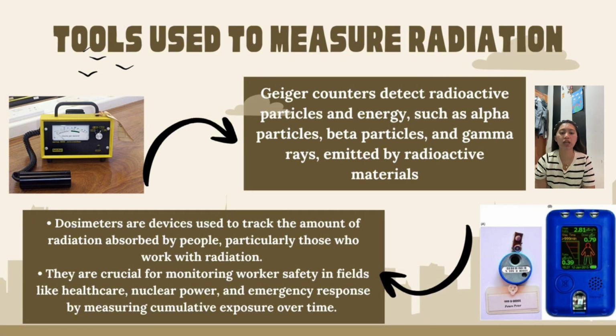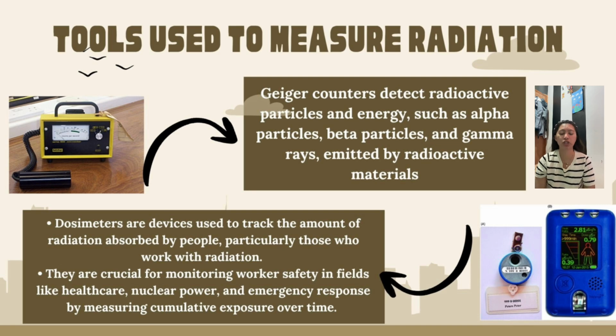Ang dosimeter kay device nga ginasuot sa mga tao nga nagtrabaho with radiation like sa hospital, sa nuclear power plants, or the emergency. It helps measure pila ka radiation ang naabsorb sa lawas over time. Murag tracker siya sa exposures para ma-monitor kung safe ba ang worker or sobra na ba ang dose sa radiation.